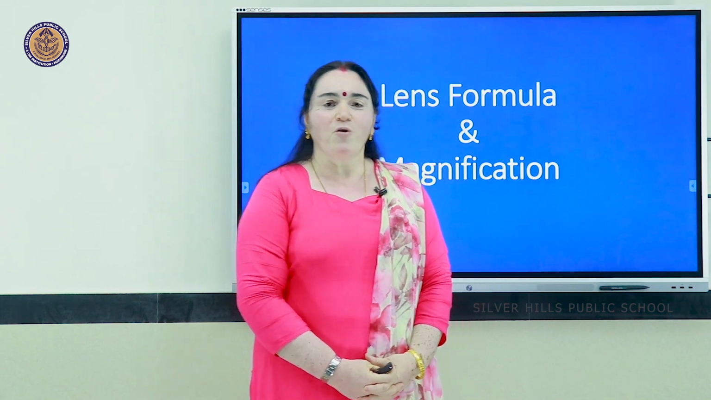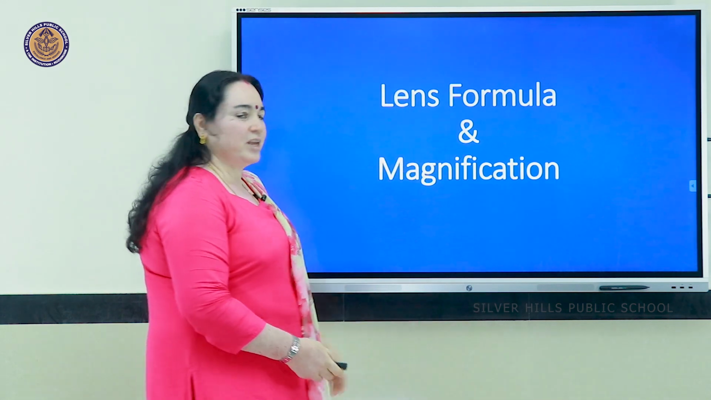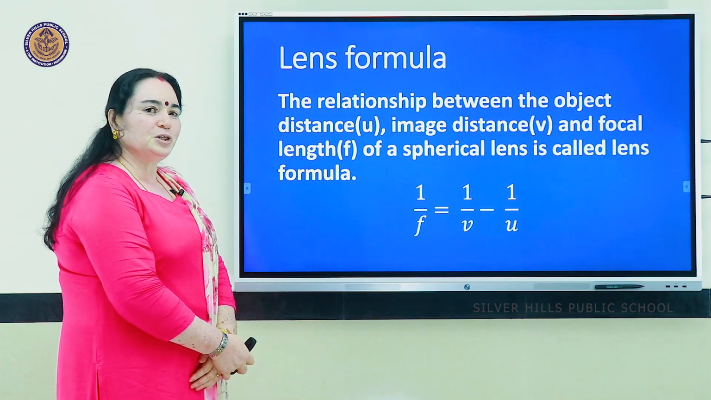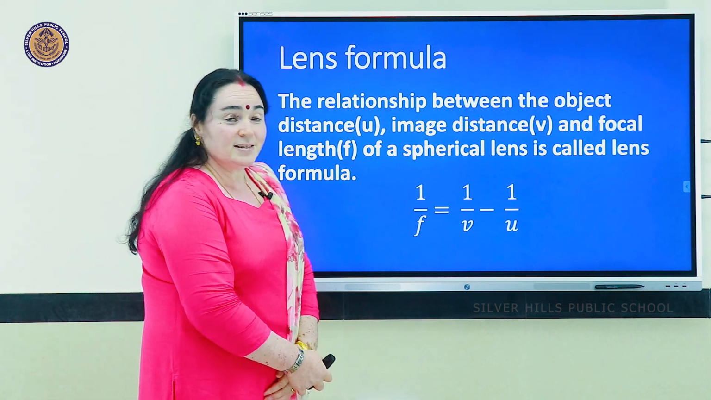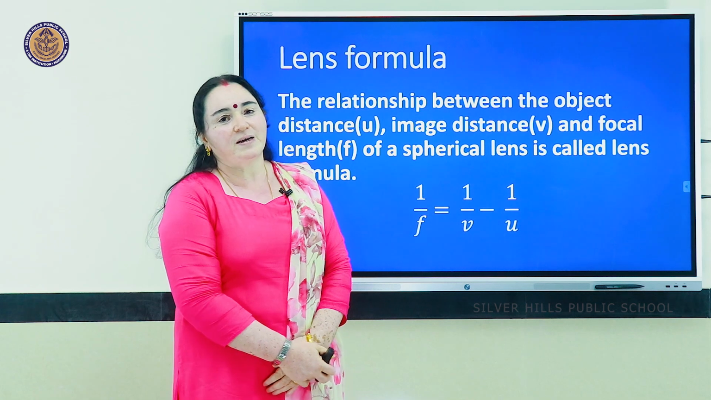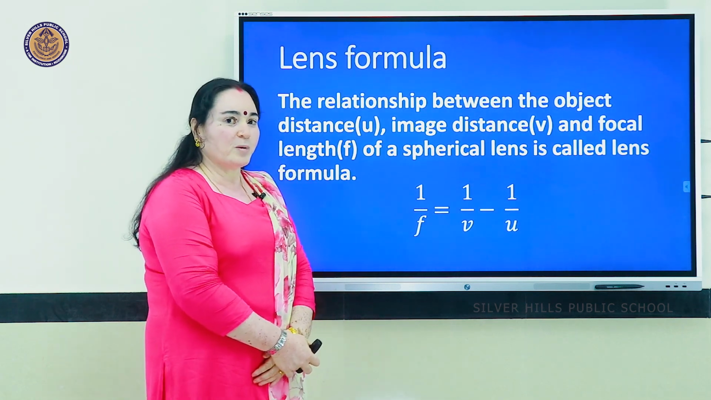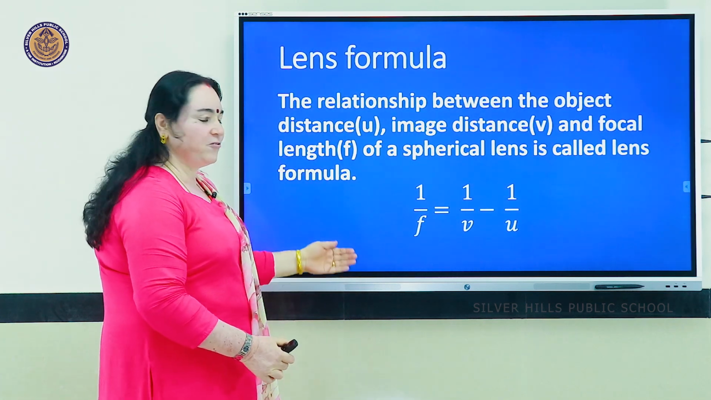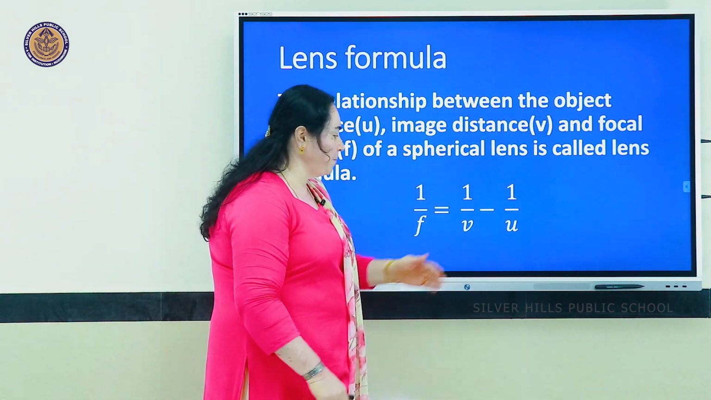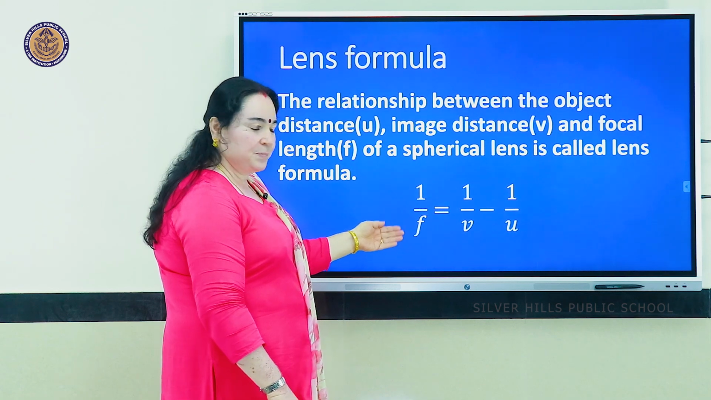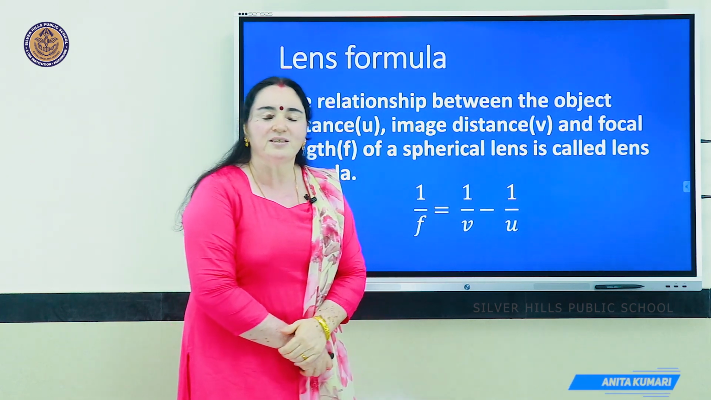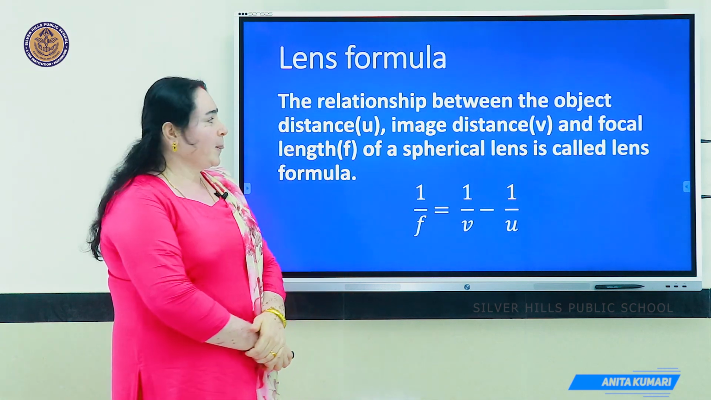It is lens formula and magnification. Lens formula is a relationship between the object distance, the image distance, and the focal length of a spherical lens. And what is the formula all about? 1 by f is equal to 1 by v minus 1 by u, where f is the focal length, v is the image distance, and u is the object distance of a spherical lens.